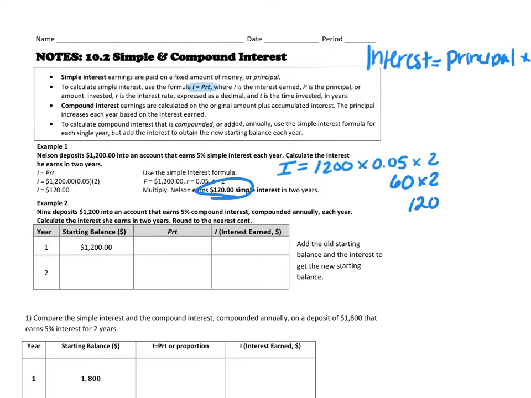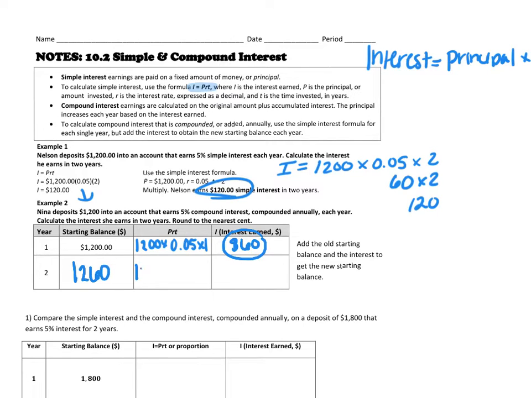Now, that was just simple interest. Example 2 asks you to do the same thing, but they ask you to compound the interest annually. So we would do the same thing, 1,200 times 0.05, but we would only do 1 year, and we would get $60 for that first year. 1,200 times 0.05 times 1 is $60. So then we would add our interest back to our original amount. So we would say $1,260 because it's $1,200 plus the $60 he earned in interest. That is our new balance starting out the second year.